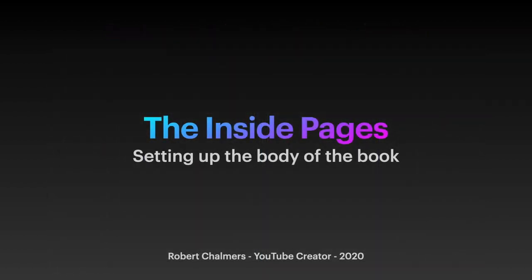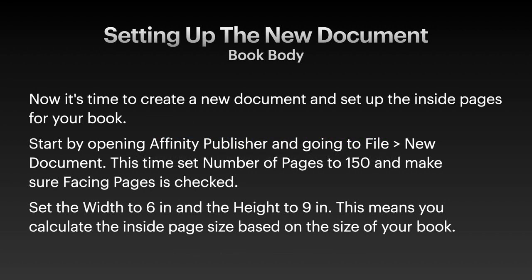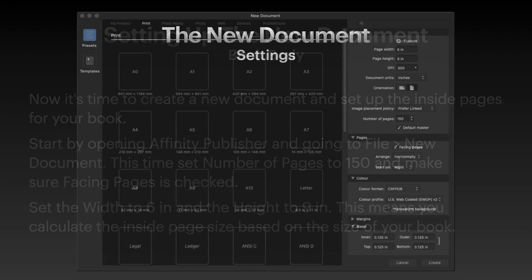Okay, so now we're going to look at the inside pages, setting up the body of the book. This part is fairly straightforward. So you begin by closing the previous document and open a new document, File New Document. This time set the number of pages to 150 and make sure facing pages is checked. Set the width to 6 inches, not 12, 6, because we're only dealing with pages now, and of course leave the height at 9. This means you calculate the inside page size based on the size of your book.